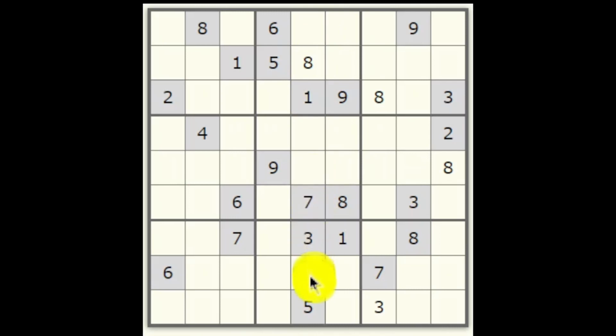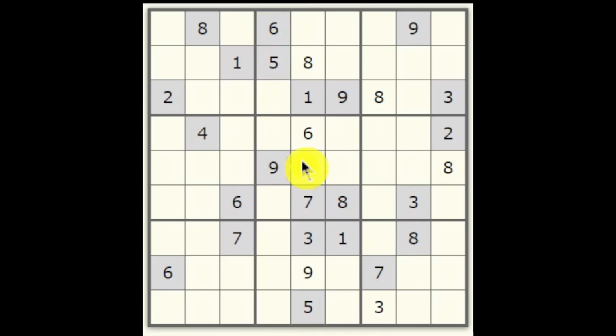Back to column 5 now. We need to find a 2, 4, and a 6 to complete this column. There's a 4 here and a 2 here that can see this cell, so clearly this must be the 6. Now this 6 and this 6 occupy columns 4 and 5.